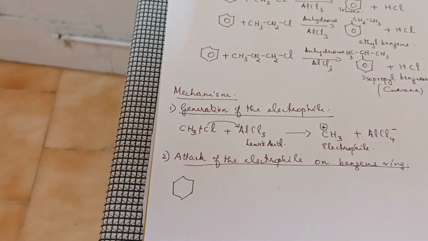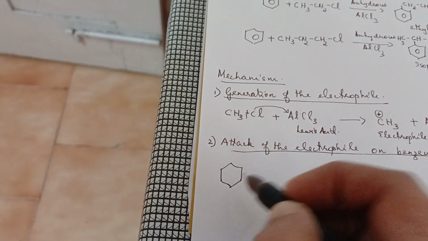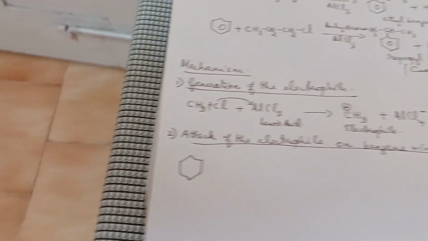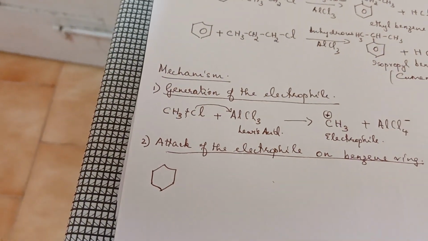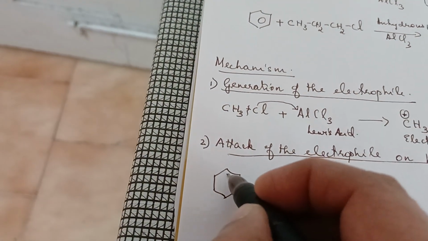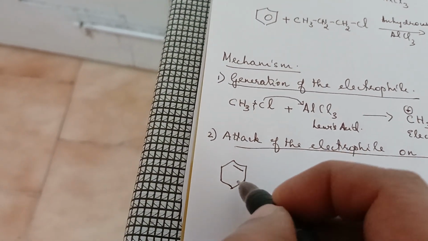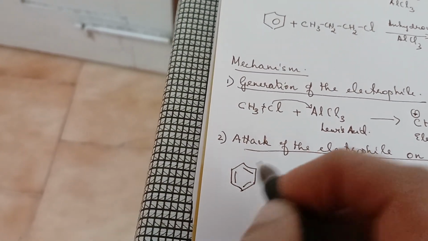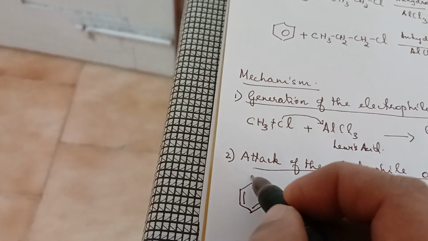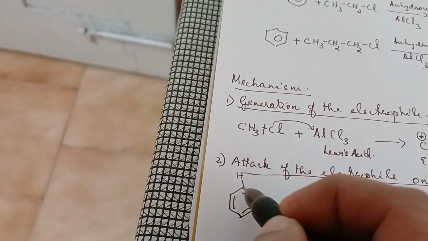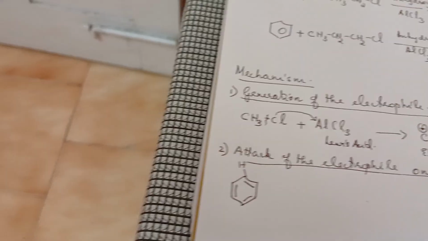So let us consider the benzene ring. Electrophile means it is coming in search of electrons. It loves electrons. So it is coming in search of electrons. And the benzene ring is an electron rich system because it has got its pi bonds. So let us consider a ring like this. There is a hydrogen atom here. On each of the carbons there is a hydrogen atom.